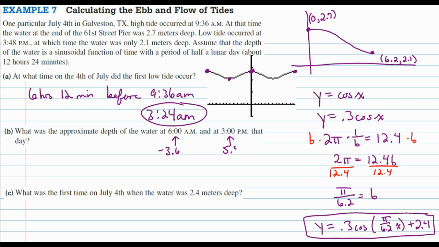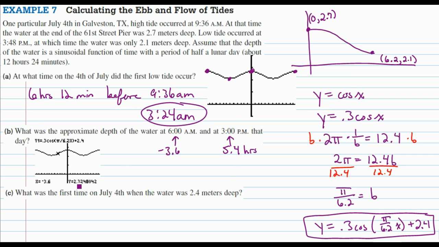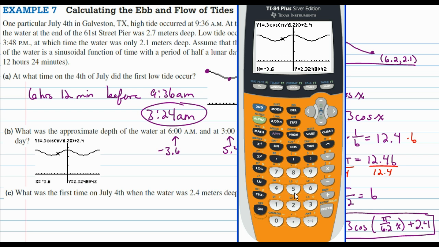So that's 5.4 hours. So if I go to my calculator, I can find what happened, hit trace, and go to negative 3.6 hours. That would be 2.32 meters deep. And then at 5.4 hours, I get 2.12 meters deep.